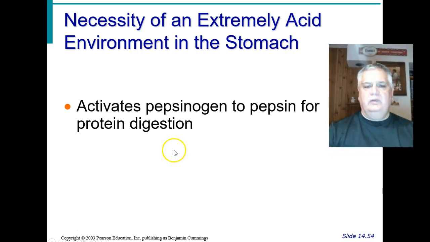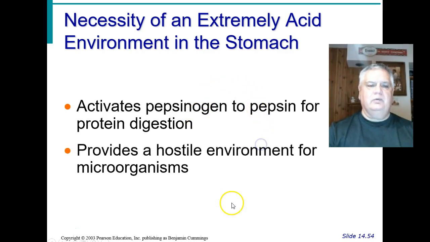So recall that we said that hydrochloric acid helps to convert the pepsinogen into the active form pepsin for protein digestion. But even more than that, the low acid content of the stomach, the hydrochloric acid, provides a hostile environment for most microorganisms.